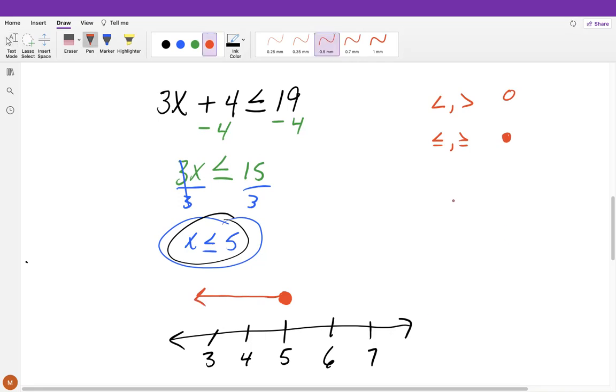Remember, we can test and plug it in. We can plug it back into the original to make sure we didn't make any mistakes. So 3 times 3 plus 4 is less than or equal to 19. Well, 3 times 3 is 9, plus 4 is 13. So that is less than or equal to 19. So we know that we picked the right answer.